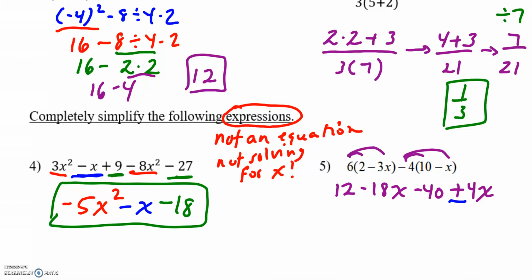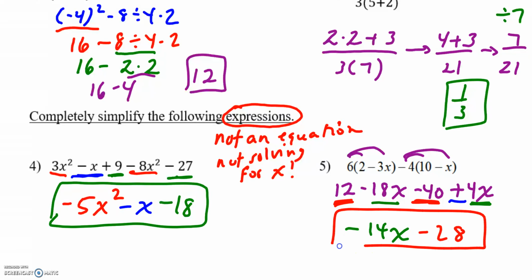Now if I were to combine like terms, negative 18x and positive 4x could be combined to be negative 14x. Positive 12 and negative 40 would combine to be a negative 28. Final answer, because again, we are not solving for x, we are just combining like terms and simplifying.